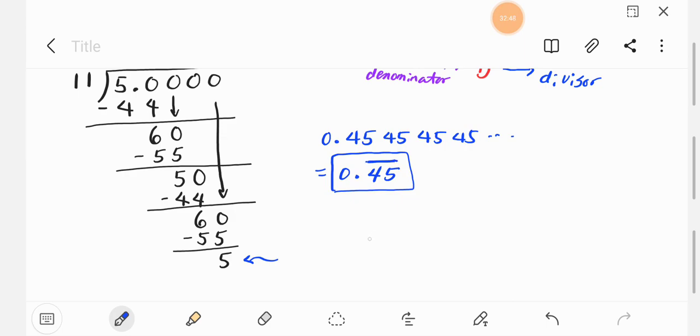If a number is something like this, for example, let's say 0.4215215, and these 215s keep repeating, then you can write it something like this: 0.4215, and then 215 keeps repeating. So put a bar above 215. Does it make sense? Because 4 is not repeating, so just leave 4, and then 215 has a bar above it.